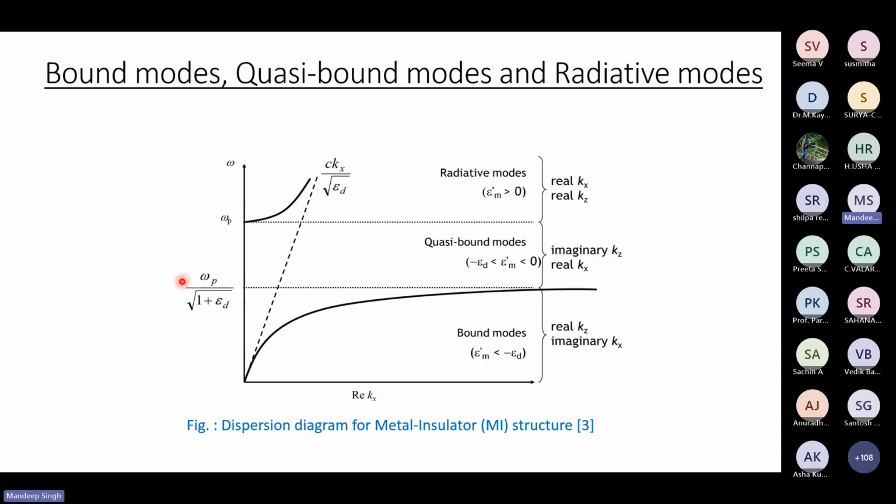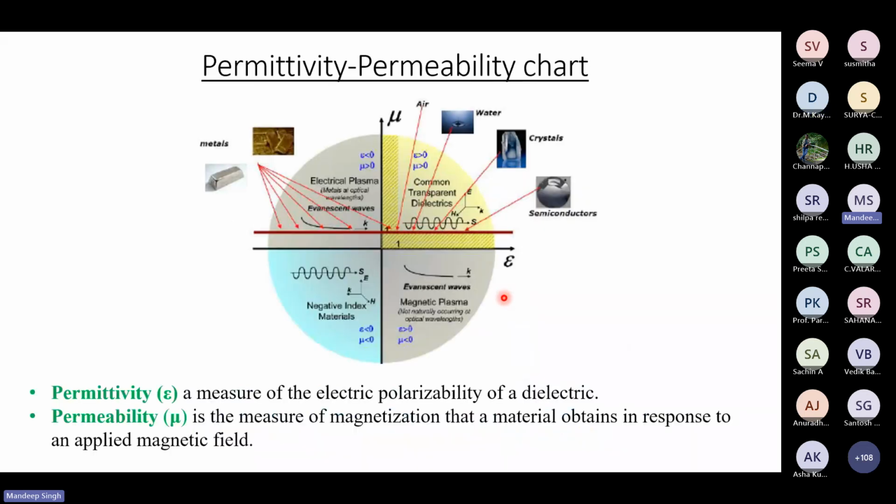Some calculation is required, like we can also numerically calculate this saturated line. And all the bound modes are always below this saturated line. Now, one more important chart is there that will help us in deciding the material for our sensor. Basically, that is the permittivity and permeability chart.